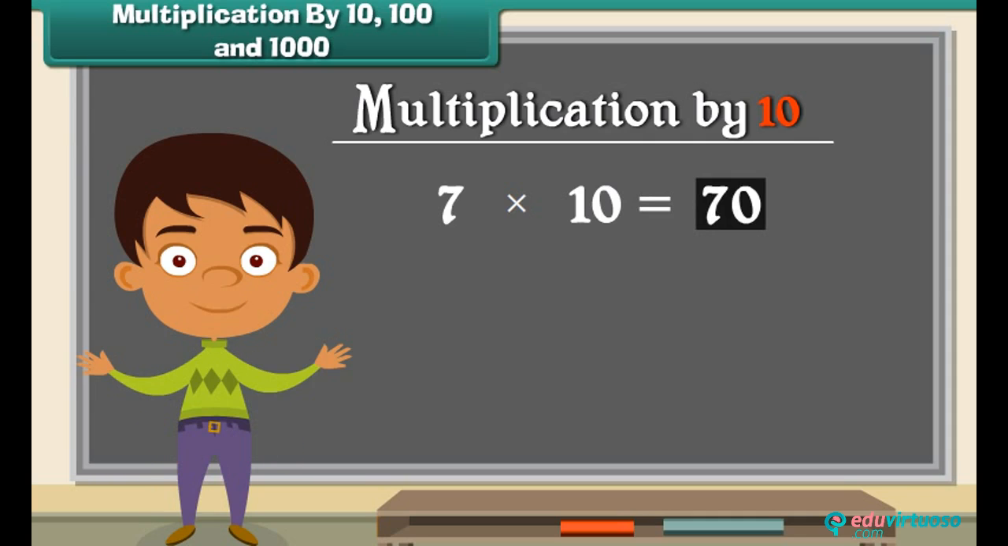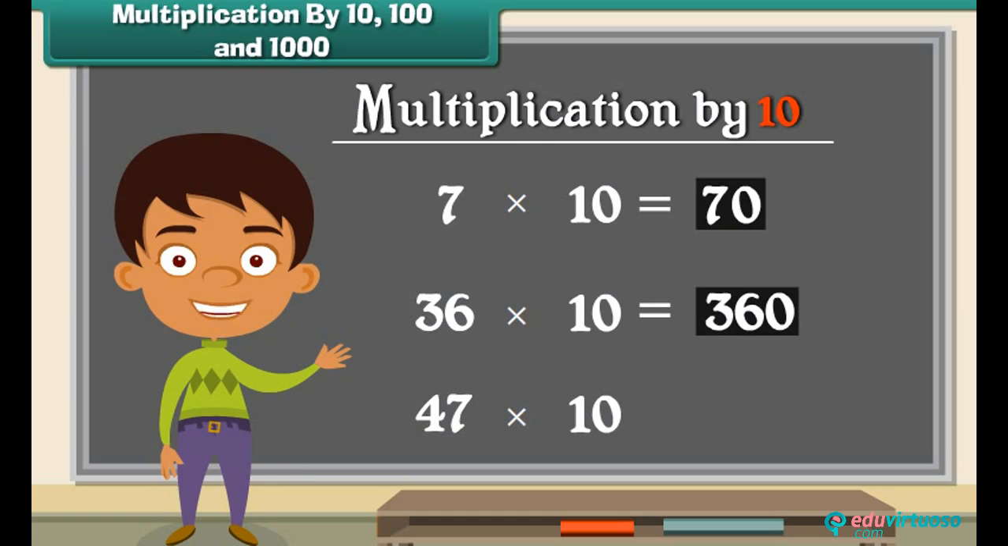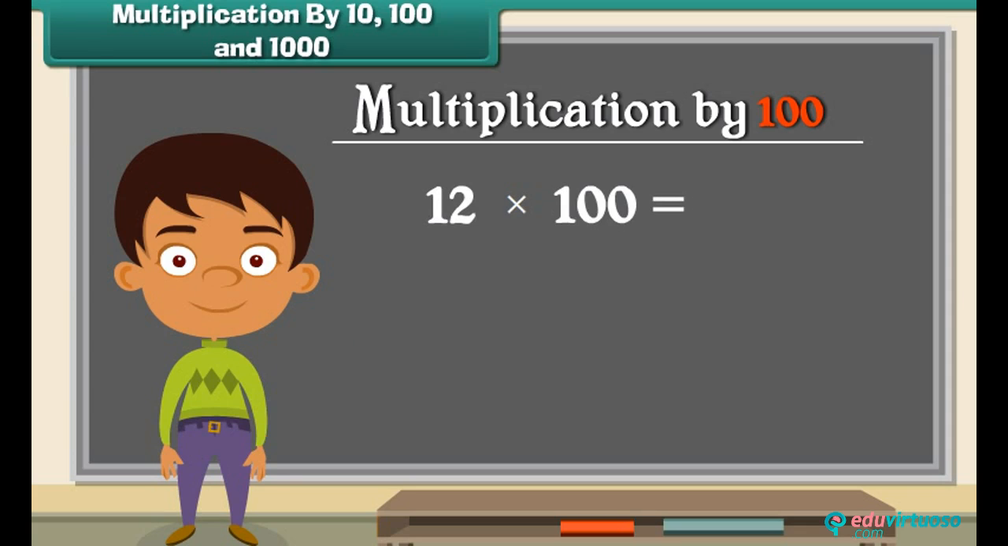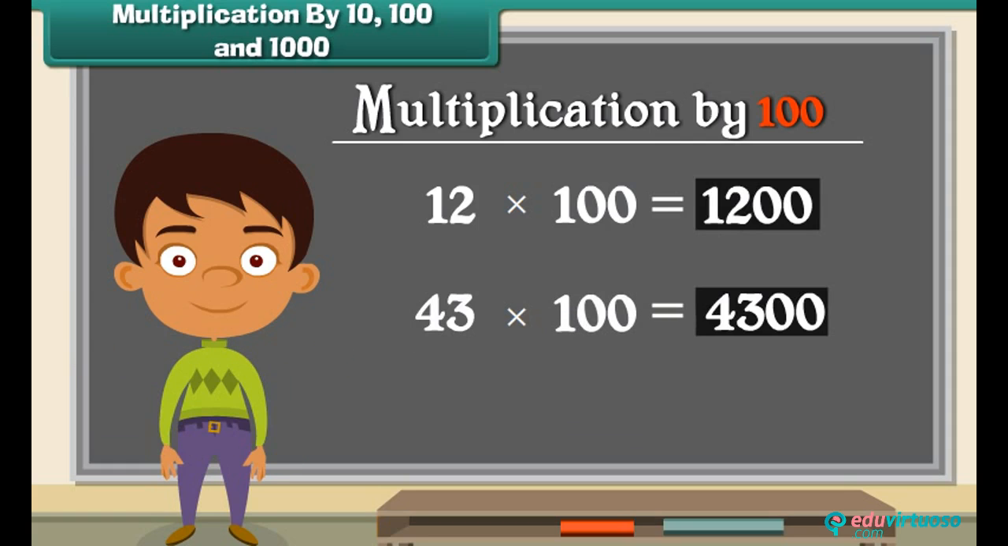By the same logic, 36 multiplied by 10 is 360. 47 multiplied by 10 is 470. When we multiply a number by 100, we add the 2 zeros in the 100 to the right of the number to get the result. Let us multiply 12 by 100. Add 2 zeros to the right of 12 to get the result as 1200. By the same logic, 43 multiplied by 100 is 4300.